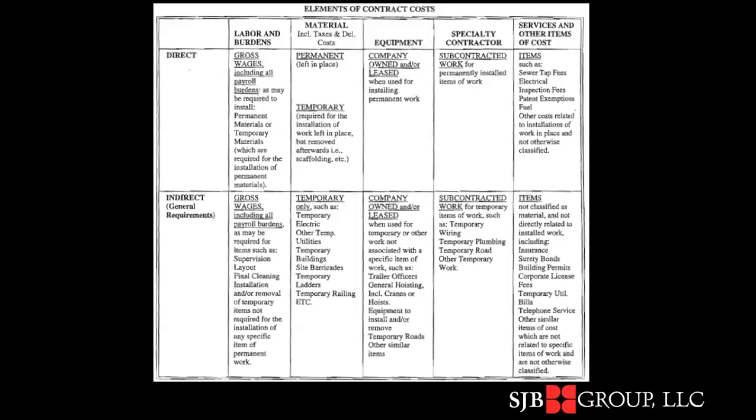In this chart on the left, we see we have our direct cost and our indirect costs. And across the top of the chart, we have our elements of costs. The significance of this exhibit is all the elements of costs are under both sections of cost, our direct and our indirect costs.